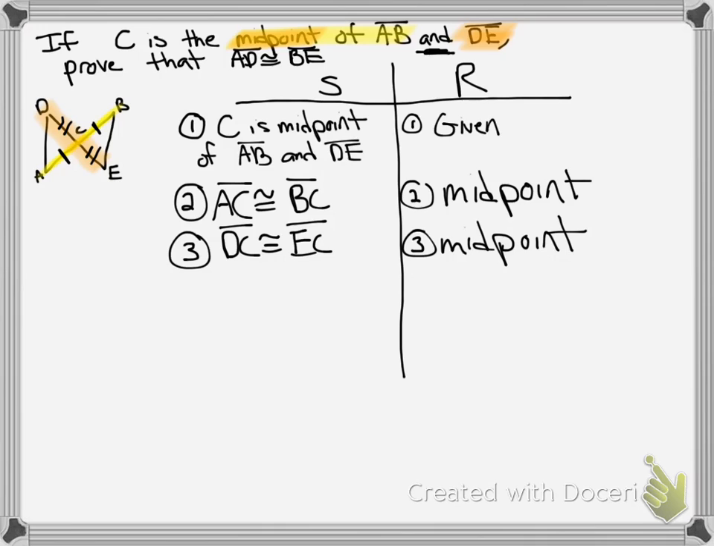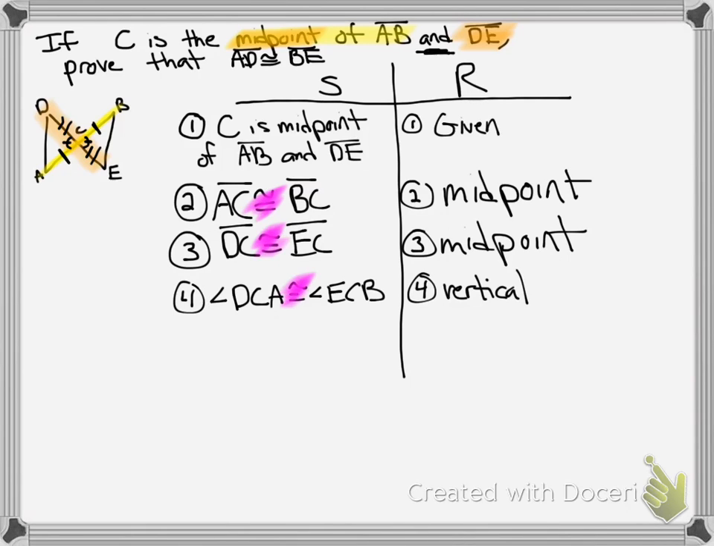I need to look closely at the picture. This picture is like an X, vertical angles cross, where the lines cross, sorry. So 3 letters, angle, middle letter has to be the vertex. Angle DCA is congruent to angle ECB. The reason we knew that was vertical angles. So now I have 3 congruent symbols in my proof.